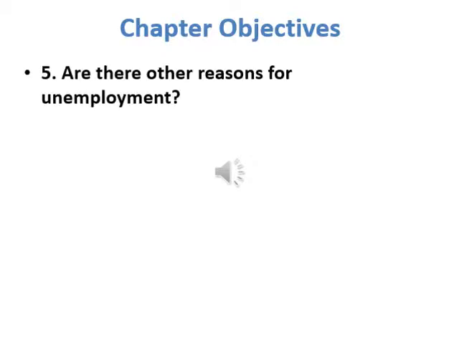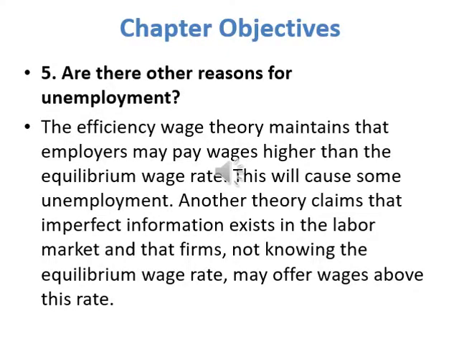Chapter Objectives. 5. Are there other reasons for unemployment? Answer. The efficiency wage theory maintains that employers may pay wages higher than the equilibrium wage rate. This will cause some unemployment. Another theory claims that imperfect information exists in the labor market and that firms, not knowing the equilibrium wage rate, may offer wages above this rate.